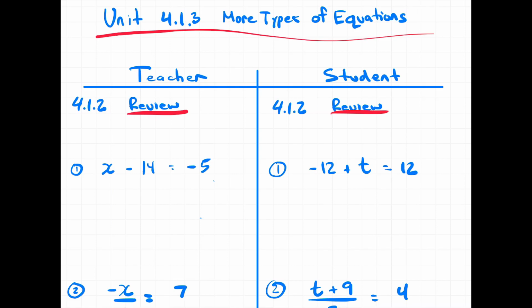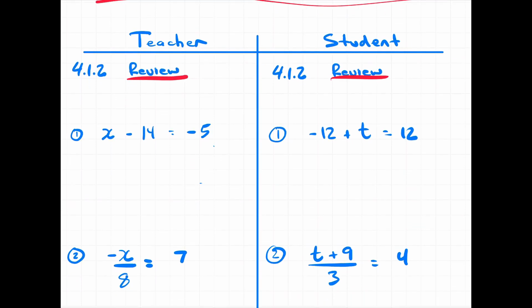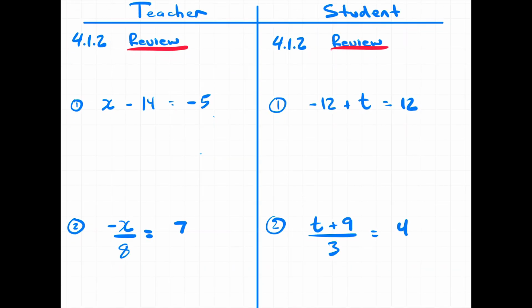This is Unit 4.1.3, and we're just going to continue with the algebra and get into some more complex equations. But first, let's review last day's lesson. And again, this will be very similar to the quiz at the end of the class, so make sure that you understand these concepts.